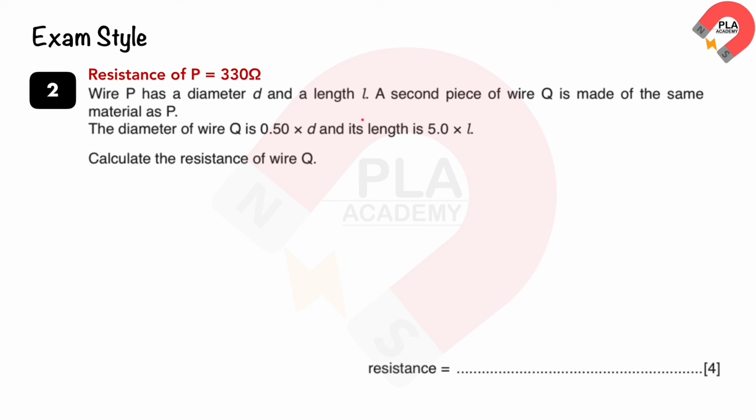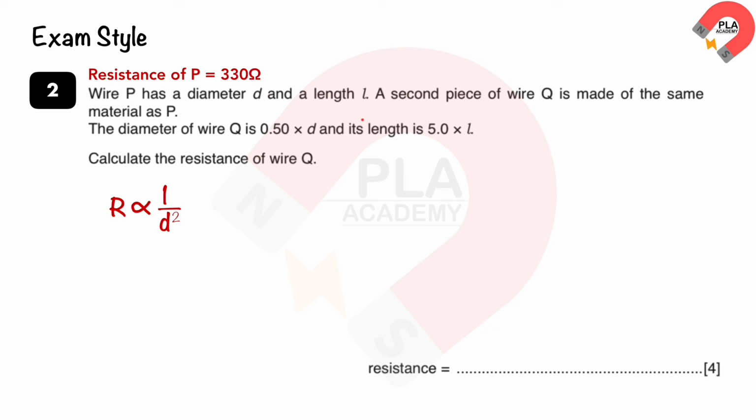Second, wire P has a resistance of 330 ohms, a diameter D, and a length L. A second piece of wire Q is made of the same material as P. The diameter of wire Q is 0.50 times D, and its length is 5.0 times L. Calculate the resistance of wire Q.